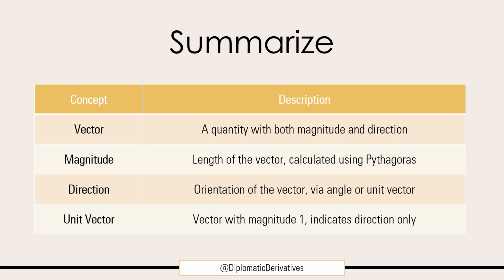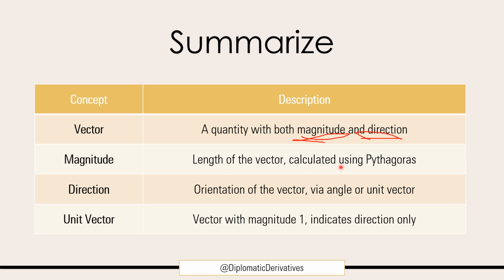Now we just summarize whatever we did. So we basically talked about a vector, a quantity which has both magnitude and direction. This is important. A vector is something which has a magnitude and a direction, in contrast to a scalar which has only magnitude. Magnitude and direction are the two things about the vector which define the vector.